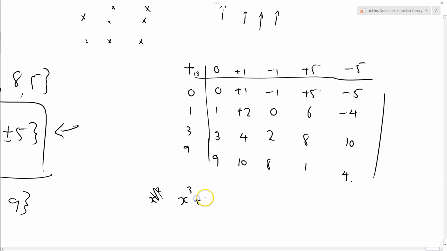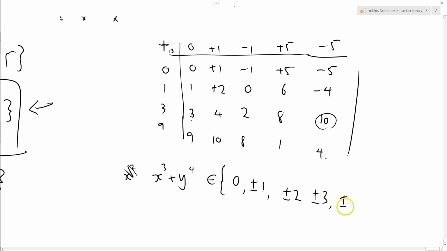So we know now that x cubed, sorry, that's x squared, isn't it? X cubed plus y to the 4 is a member of these sets here, 0, plus or minus 1, which we've got. Have we got a 3? We've got a 3, which is here. Oh, we've got a 2 as well, haven't we? We've got plus or minus 2 because we've got a 10 there as well. We've got a 3. What's minus 3 modulo 13? It's 10, isn't it? Plus or minus 3. Plus or minus 4 because I've got an 8 there. Plus or minus 5 because I've got them there.